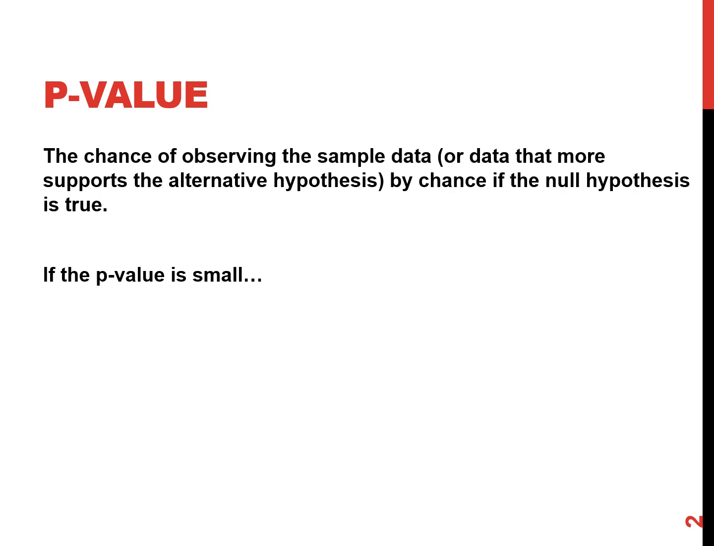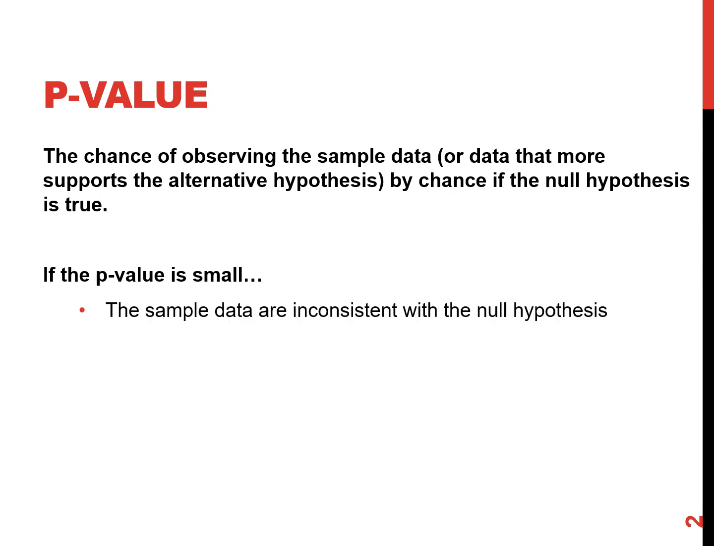If the p-value is small, then the sample data are inconsistent with the null hypothesis. They would be unlikely to occur if the null hypothesis were true. So the fact that they did occur makes them inconsistent with the null hypothesis, and there's strong evidence supporting the alternative hypothesis.